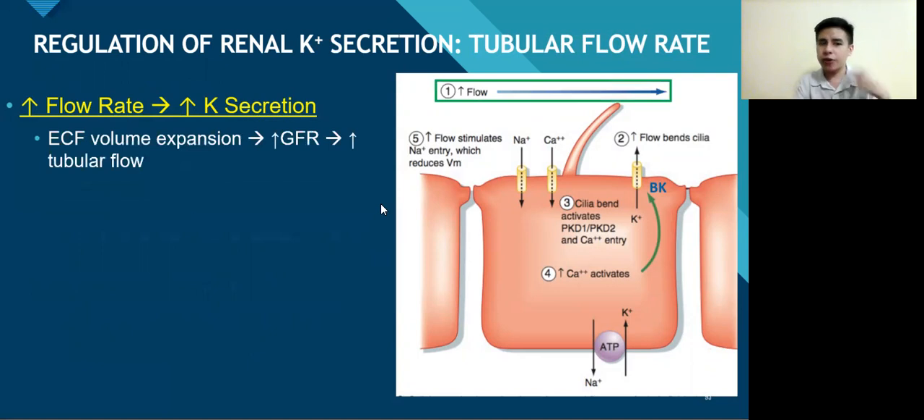So, whenever there's enhanced volume or volume expansion, ECF volume increases, GFR increases, tubular flow rate increases. So there will be less sodium reabsorption, less water reabsorption. Remember, we talked about that earlier. So less water, less sodium reabsorption, less ADH. So less ADH, no ADH, potassium secretion decreases.